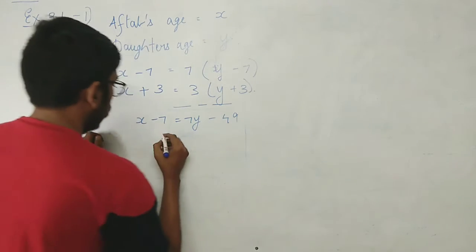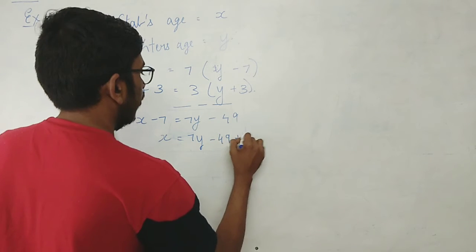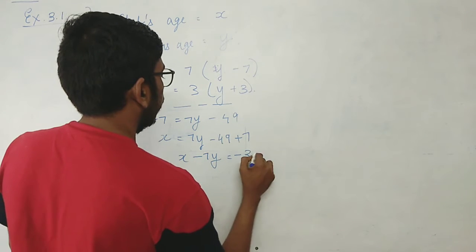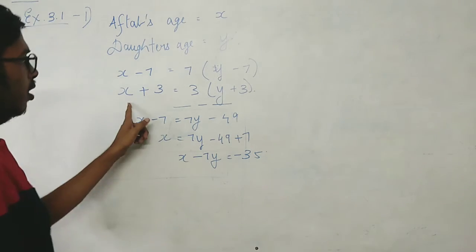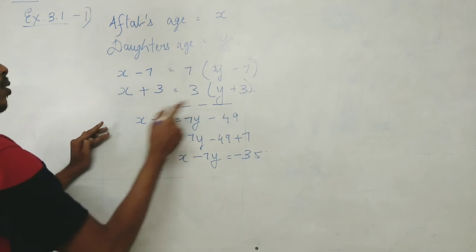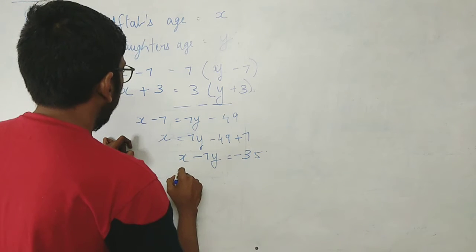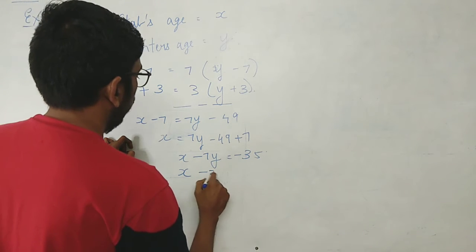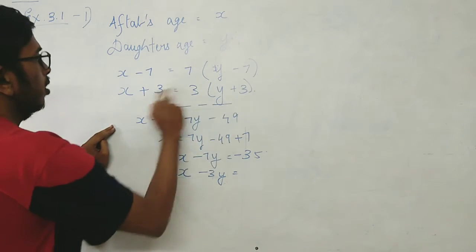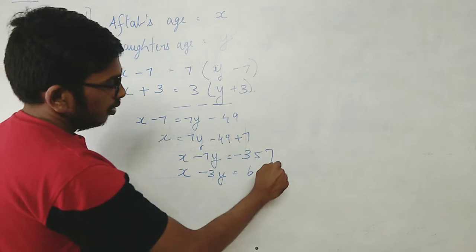So X is equal to 7Y minus 49 plus 7. This will become X minus 7Y is equal to minus 35. This is an equation. Similarly, the next one will be X plus 3 is equal to 3Y plus 9. Therefore, X minus 3Y is equal to 9 minus 3, which is 6. These are the two equations.